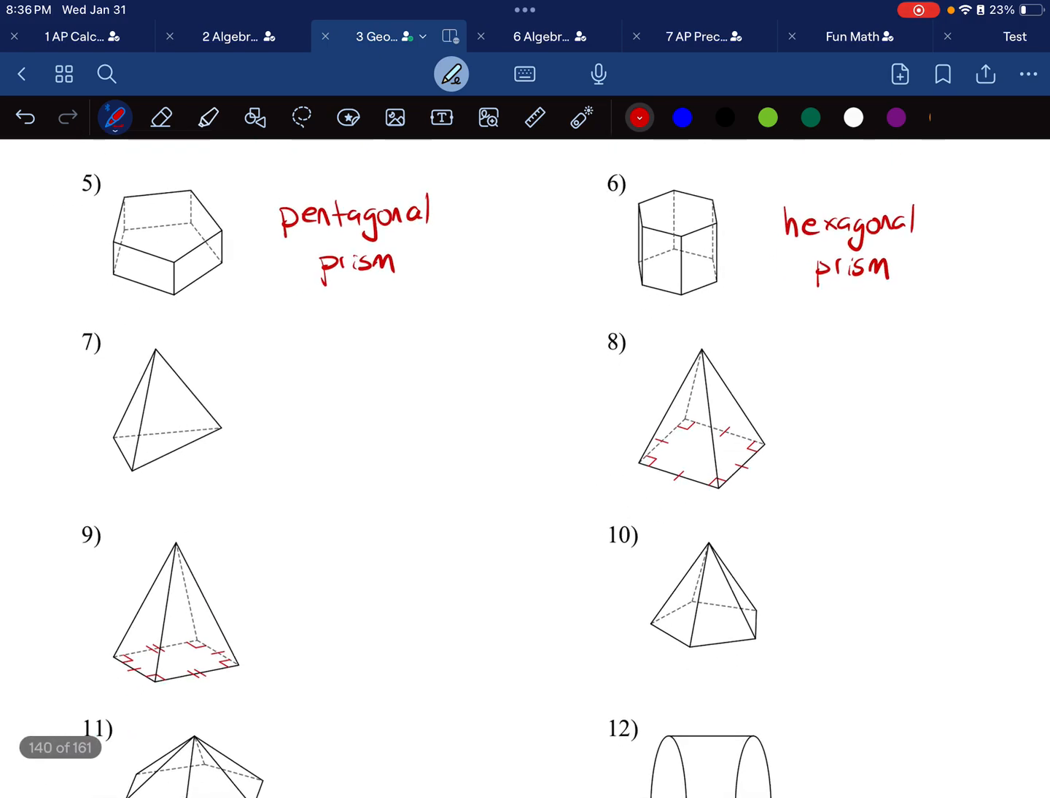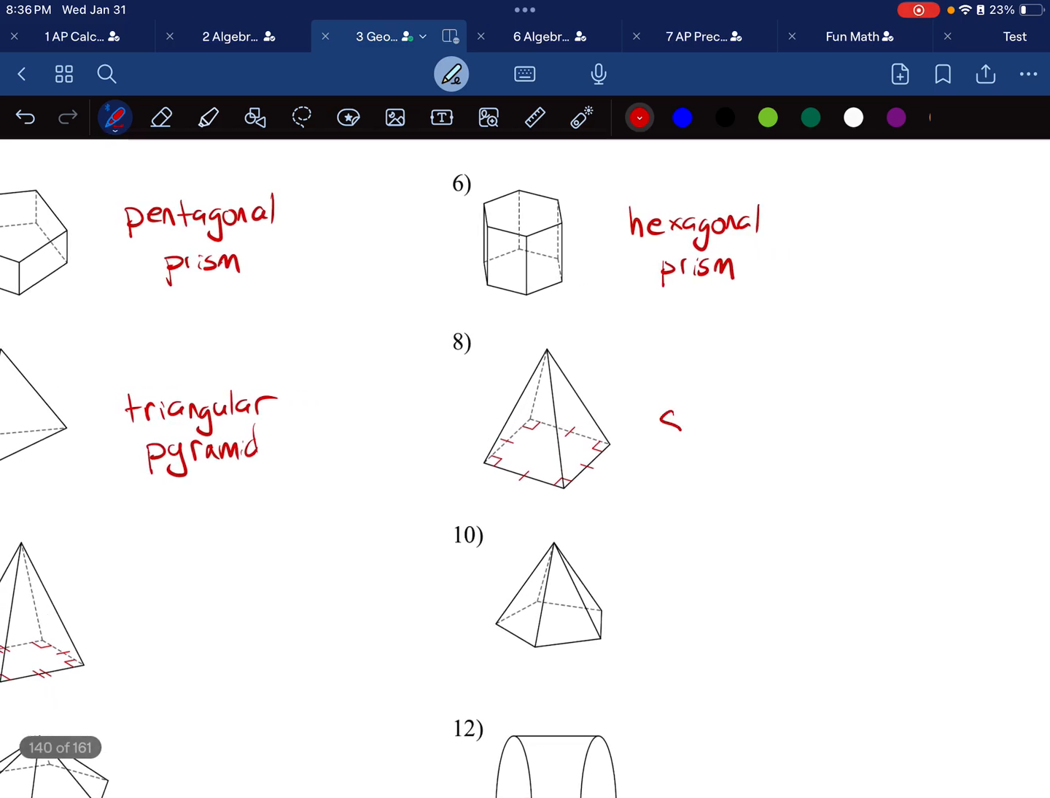Number 7, now the base is still a triangle, so it's triangular something. Triangular, and because these all meet at a point now, that's called a pyramid. Triangular pyramid. This one has a base shape that is a square, so this one's going to be a square pyramid.